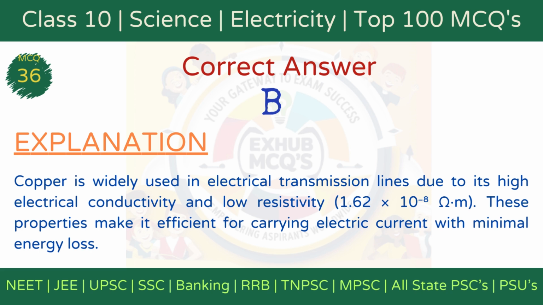The correct answer is option B, high conductivity. Copper is widely used in electrical transmission lines due to its high electrical conductivity and low resistivity. It efficiently carries current with minimal energy loss, making it suitable for power distribution.